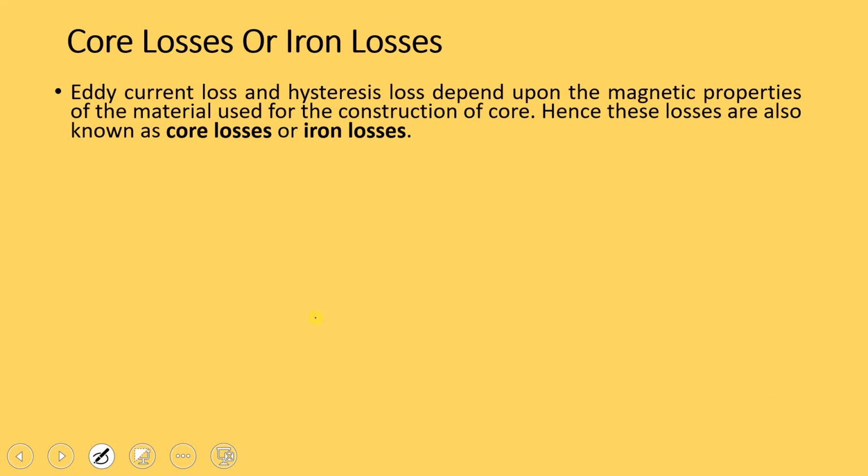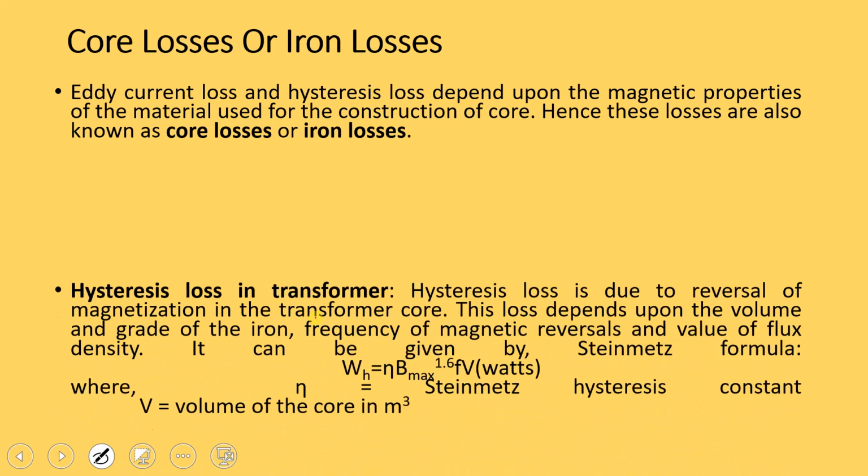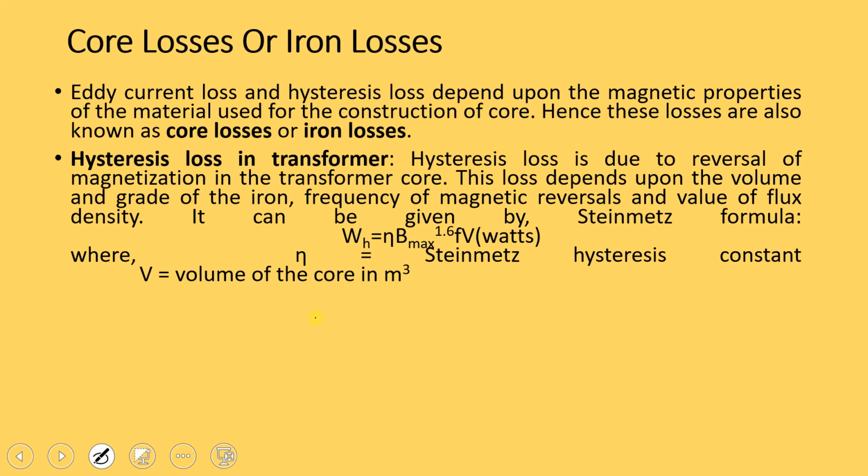First of all, we are talking about the core losses or the iron losses. Eddy current loss and hysteresis loss depend upon the magnetic properties of the material used for the construction of the core. Hence, these losses are also known as core losses or iron losses. Hysteresis losses in the transformer: hysteresis loss is due to the reversal of the magnetization in the transformer core. This loss depends upon the volume and the grade of the iron, frequency of the magnetic reversal, and the value of the flux density, and it is given by this formula.